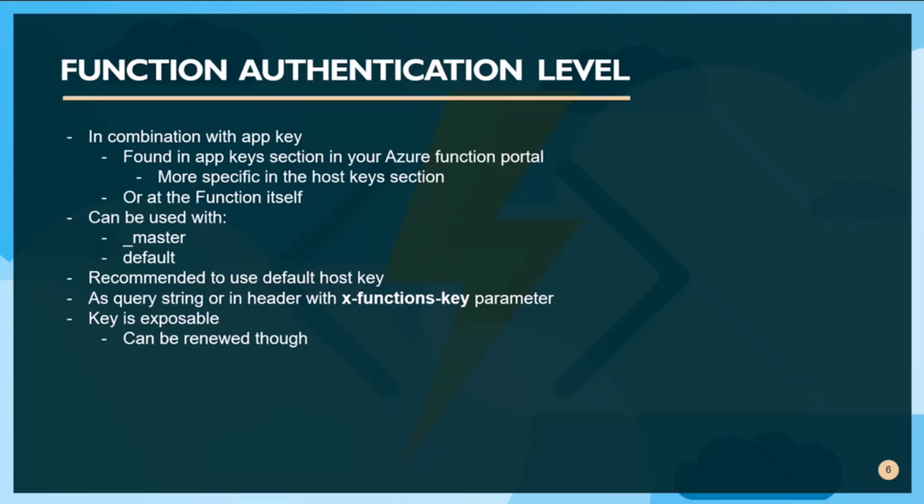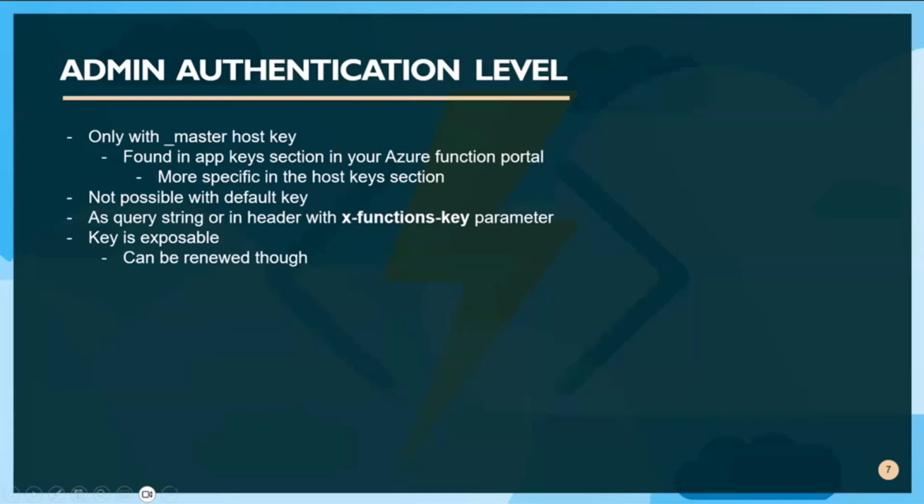You can pass the key as a query string with your API, or you can use it in the header with the x-functions-key parameter. Keep in mind that when you use a key in this case, the key is exposable. So if it's retrieved, it can be not that secure, but the key can be renewed in the portal in case it is exposed.